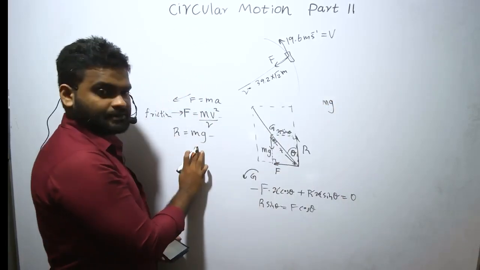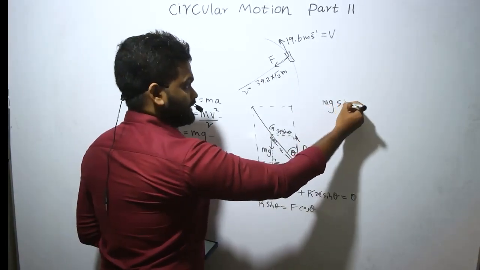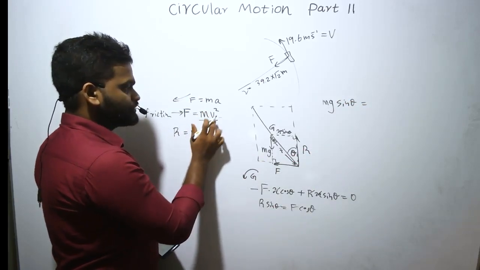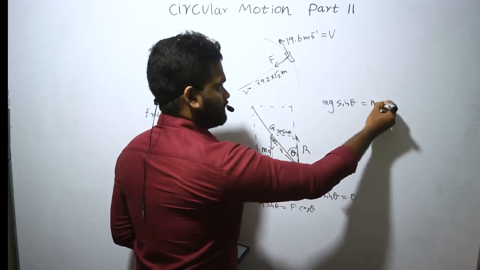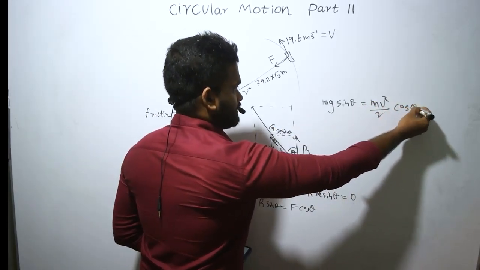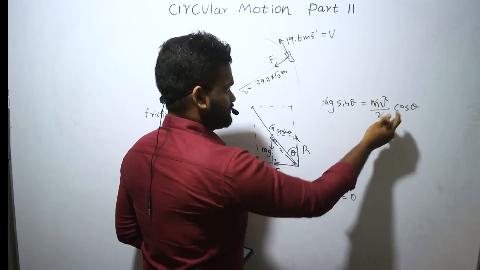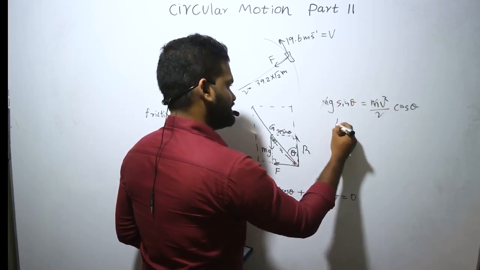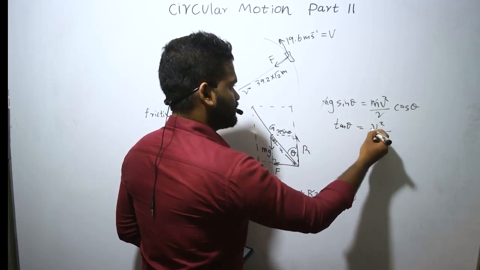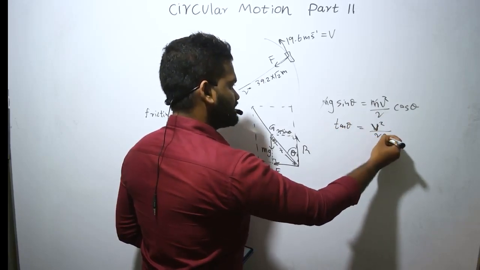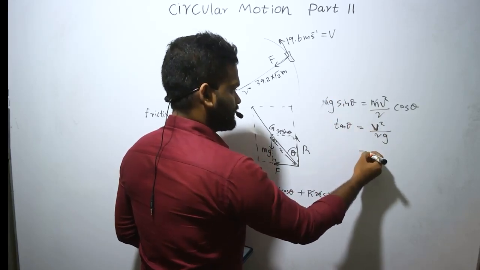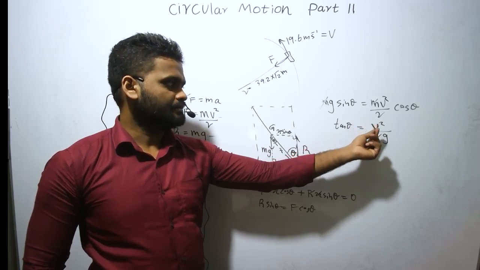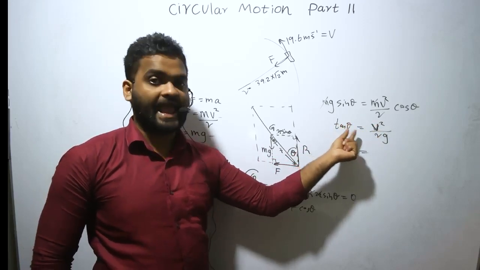So R is equal to mg. I can put mg sine theta equals, instead of friction, mv squared over r and cos theta. M cancels off. Sine theta over cos theta, that is tan theta, is equal to v squared over rg, right? Now you just have to substitute values, and you can find the angle theta.